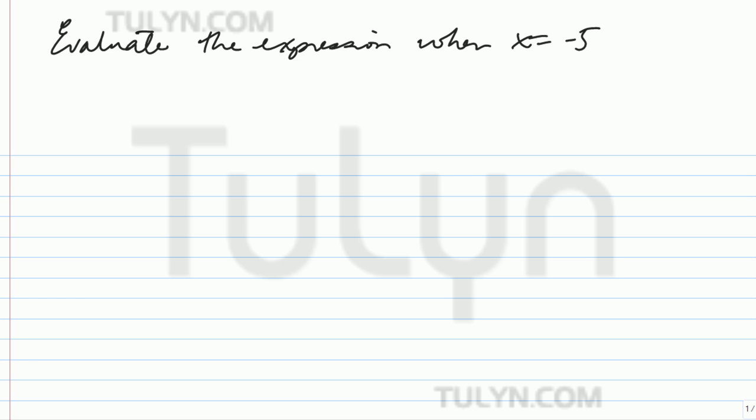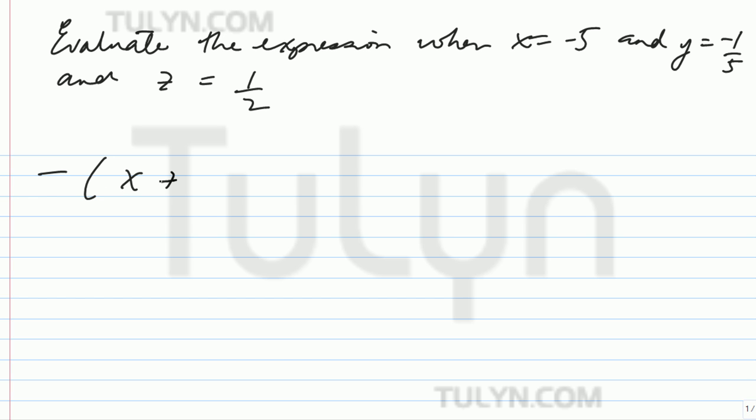To evaluate the expression when x equals -5, y equals -1/5, and z equals 1/2, right? So negative x plus y, so this is your given expression. It's evaluate, meaning substituting all these letters with your given values.